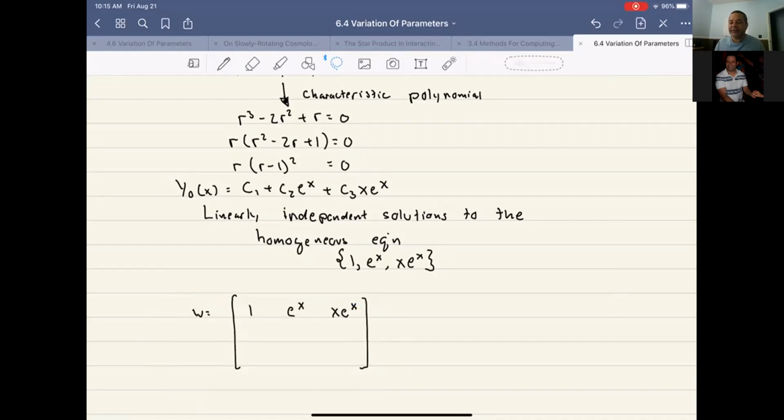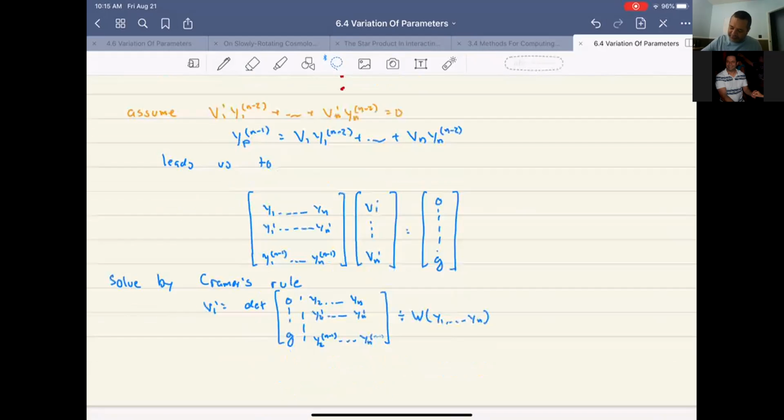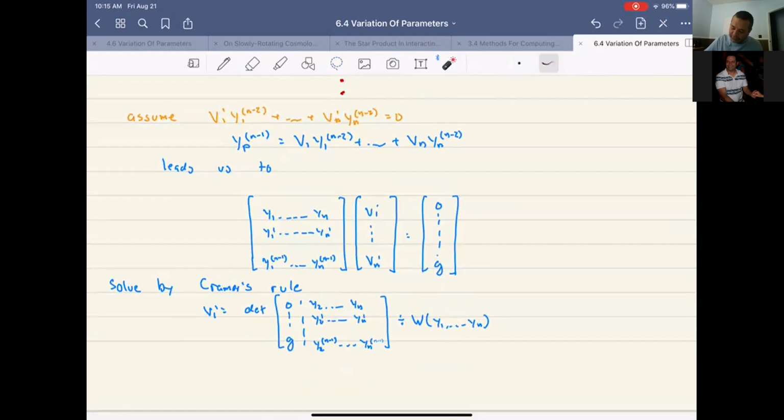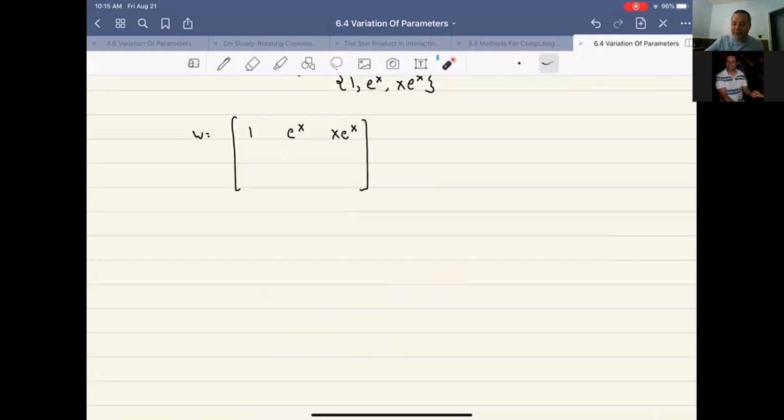Okay, the next row, remember in the Wronskian, is the row of derivatives. The derivative of 1 is 0. The derivative of e to the x is e to the x. And the derivative of x e to the x is actually x e to the x plus e to the x.